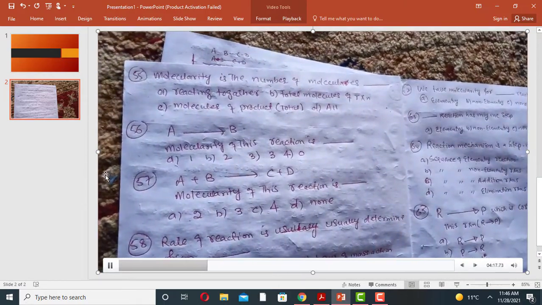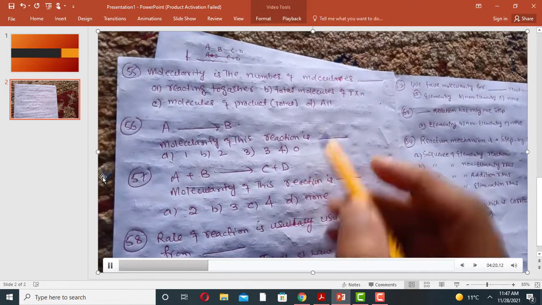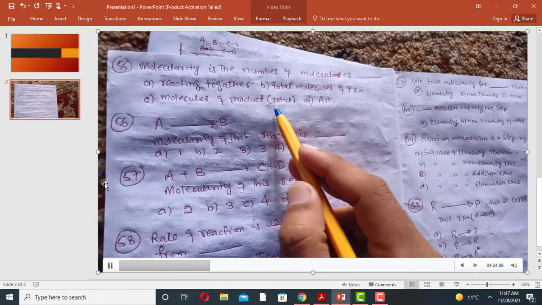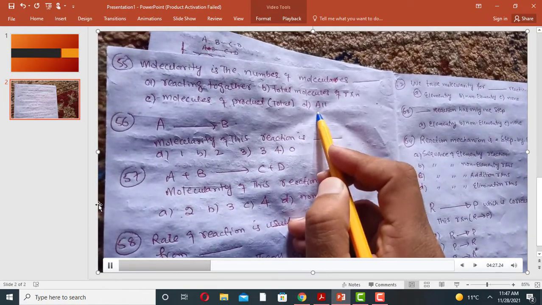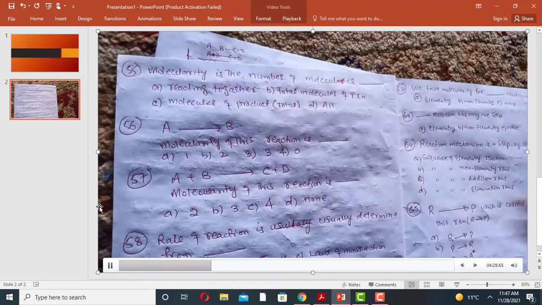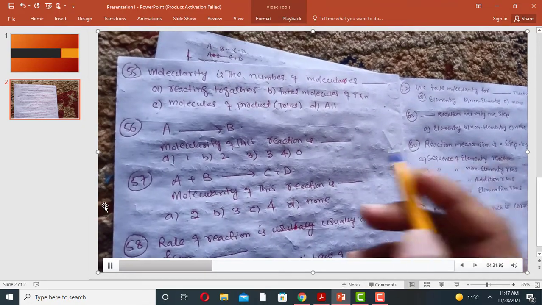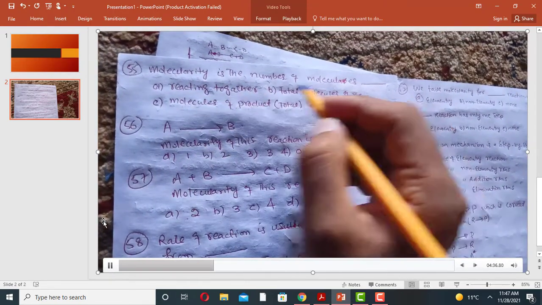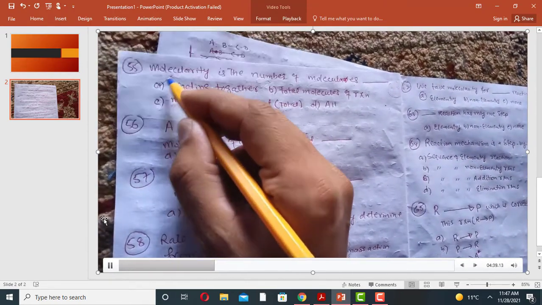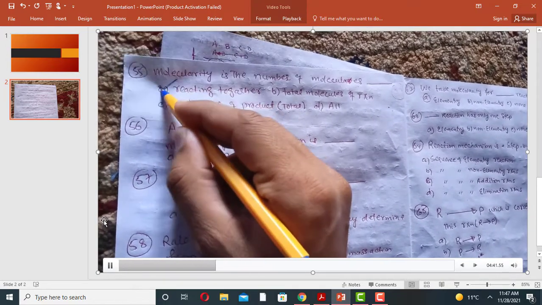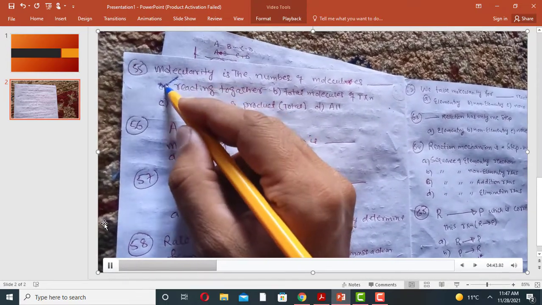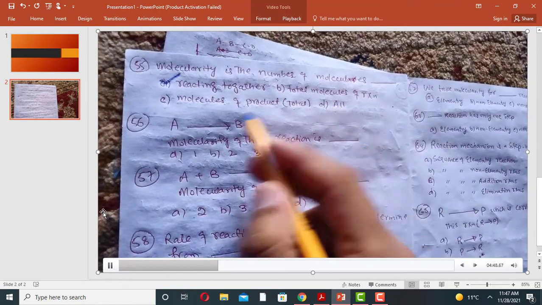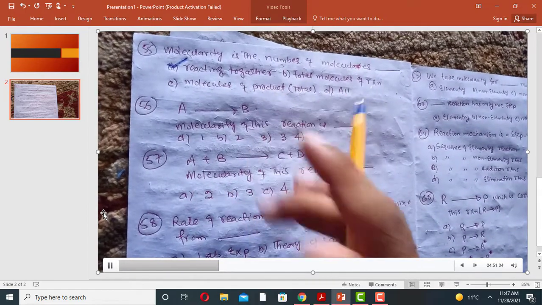Molecularity is the number of molecules reacting together, the total molecules of the reaction, molecules of the product, total molecules of the product, or all. Molecularity is the number of molecules of the reacting components in the reaction. It is the number of molecules of reactant in the elementary reaction. It is not the molecules of product or the total number of molecules.